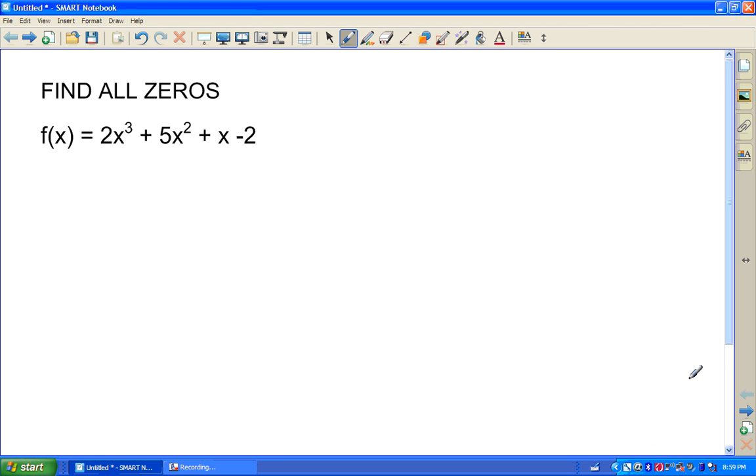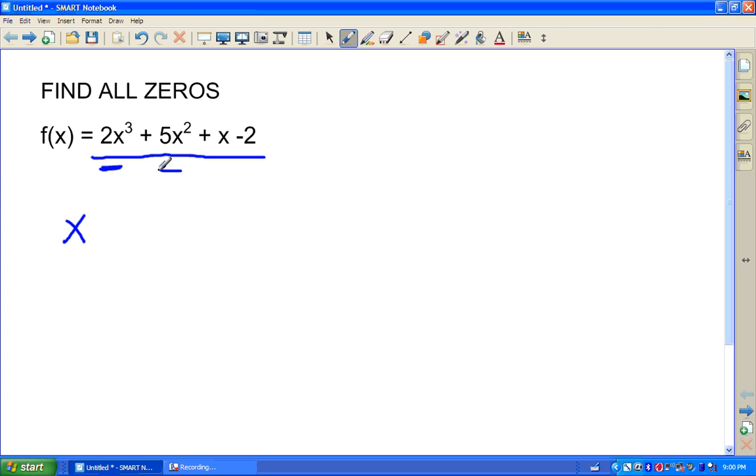Here's a problem that asks you to find all zeros of a polynomial function, and it's not clear exactly how to do this, so we've got to be very careful here. First of all, the first thing I'm going to look at is, can I factor it? Well, it's got 4 terms. I don't see any perfect cubes or anything like that, so my first inclination would be factor by grouping.